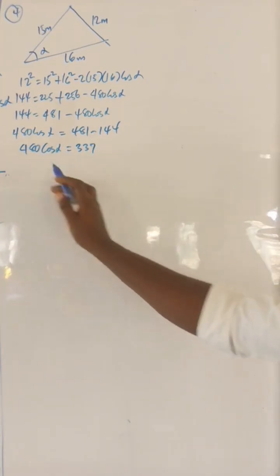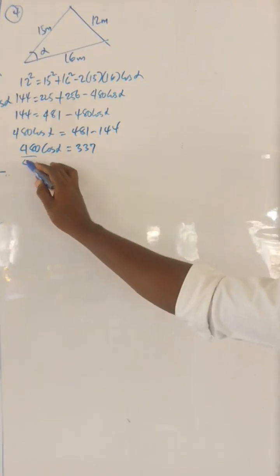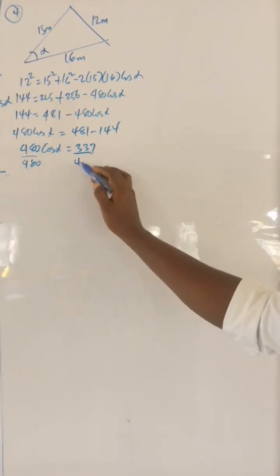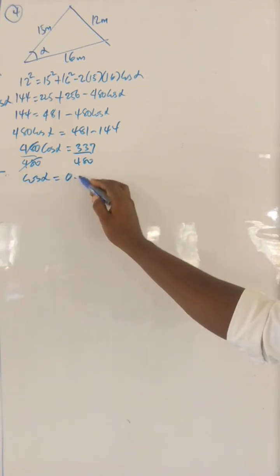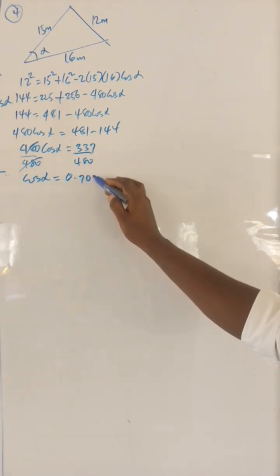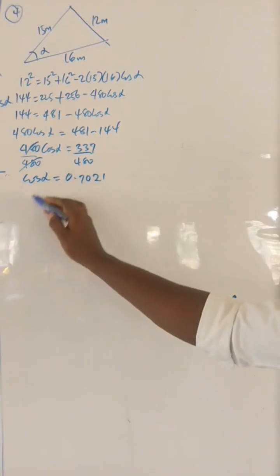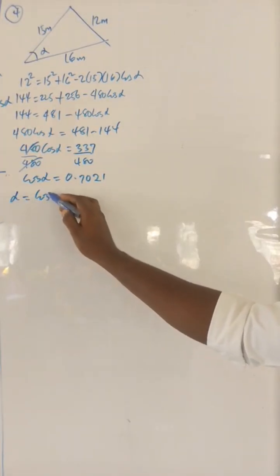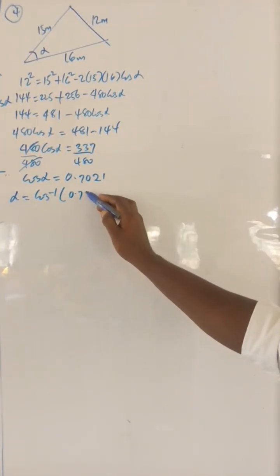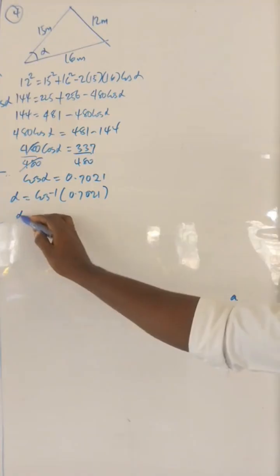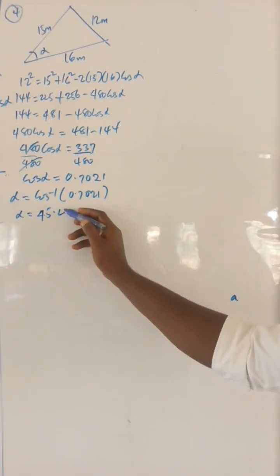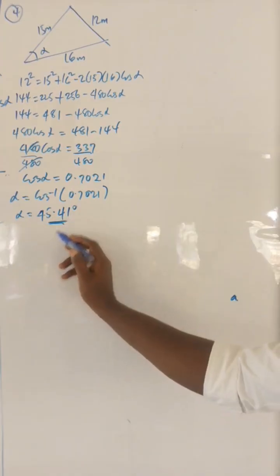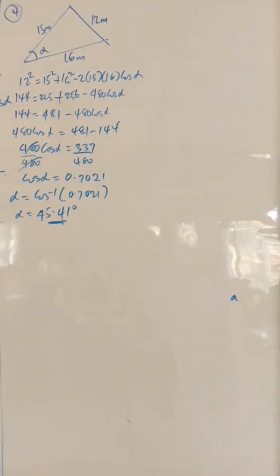So to get alpha, you can divide this by 480. Divide this by 480. This side by what? So what's cos alpha here? 70.2. To get alpha, we'll take cos inverse of both sides. So just press shift cos. And the value of alpha is? That is the final answer.